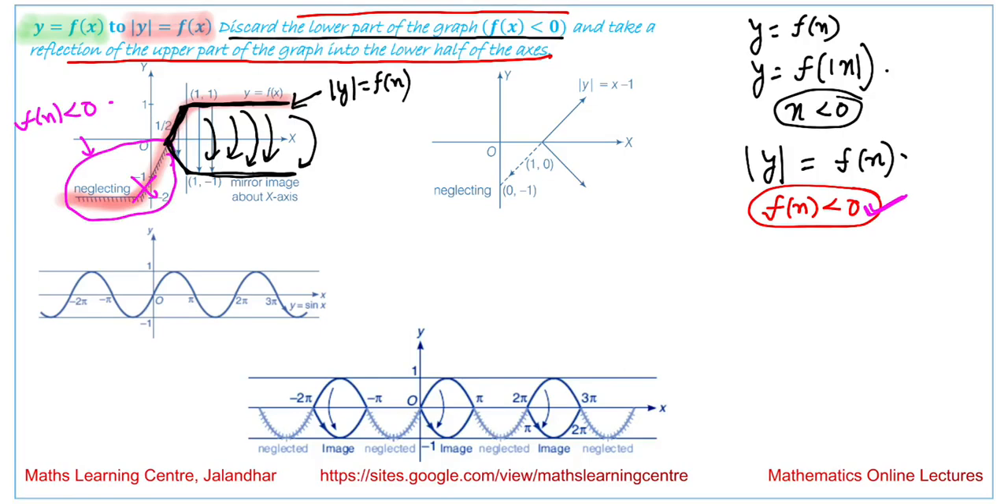Suppose we are talking about the equation of a line that is given to us. This is the line we are talking about. It is y is equal to x minus 1. This is the line, y is equal to x minus 1.